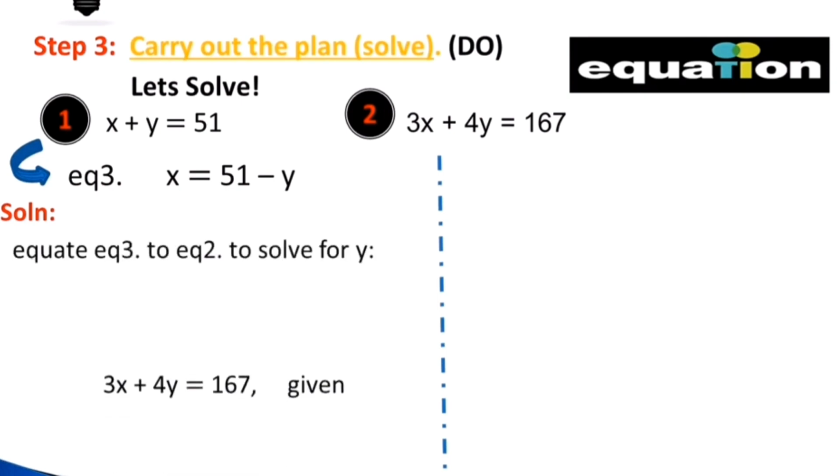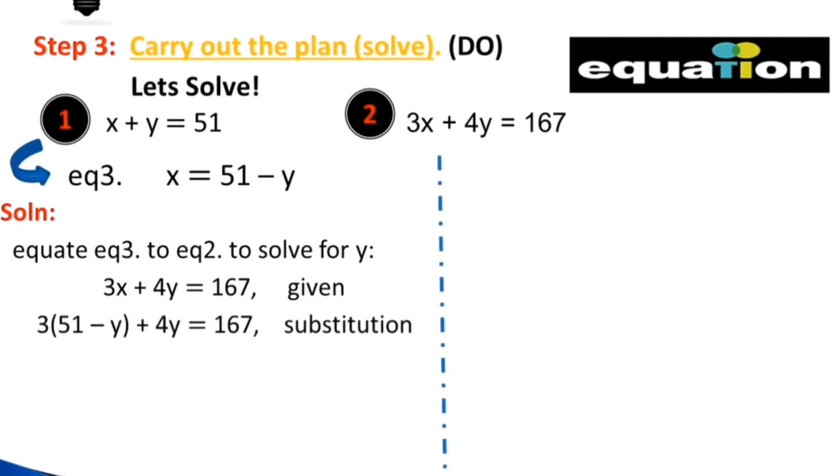And then bring down equation 2, then substitute the value of x found in equation 3. So we have here, like this, by substitution. Then right after that, I am going to distribute 3 to all the terms inside the parentheses. So I have 153 minus 3y, and the rest will be retained.